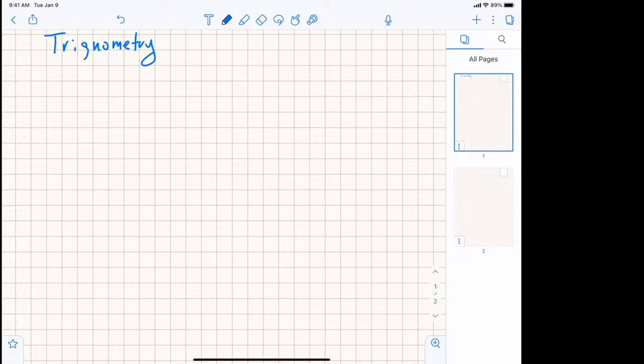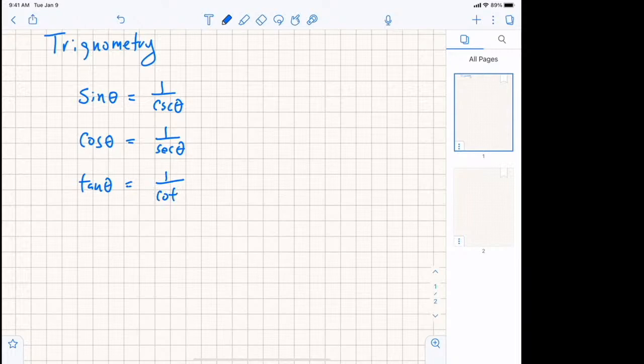Okay, so what kind of trigonometry do you need to know? Let's talk about the basic functions. For example, sine theta is equal to 1 over cosecant theta. Cosine theta is equal to 1 over secant theta. And tangent theta is equal to 1 over cotangent theta. This is something you have to know very, very well. It's called reciprocal identities.